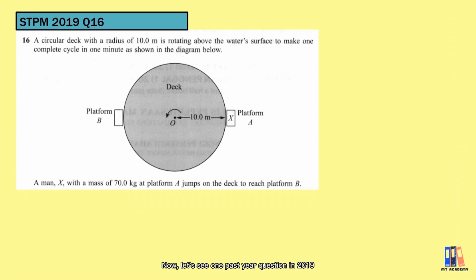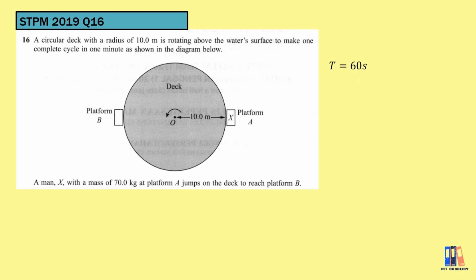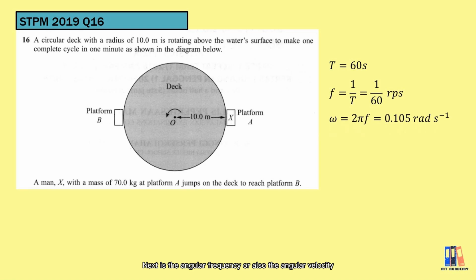Now, let's see one past year question in 2019. A circular deck of radius 10 meters is rotating above the water surface to make one complete cycle in 1 minute. From here, we are given the information that the period is 1 minute or 60 seconds. We will go through all the variables that we have learned today. First is the frequency, which is the reciprocal of the period, and it is 1 over 60 revolution per second, or in short, RPS. Next is the angular frequency, or also the angular velocity. We can use the formula 2 pi f, and it is equal to 0.105 radian per second.